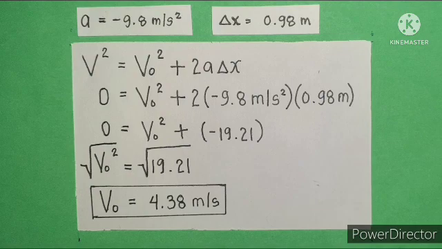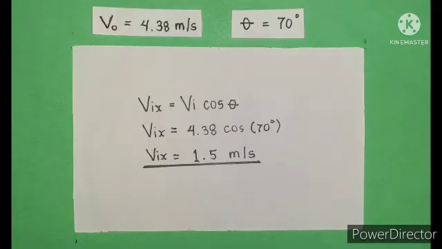The final velocity is 0, and 2 times negative 9.8 times 0.98 is equal to negative 19.21. And we're just going to transpose the initial velocity squared to the other side and eliminate the square. So we're going to use the square root, and the square root of 19.21 is equal to 4.38. So our initial velocity is 4.38 meters per second.